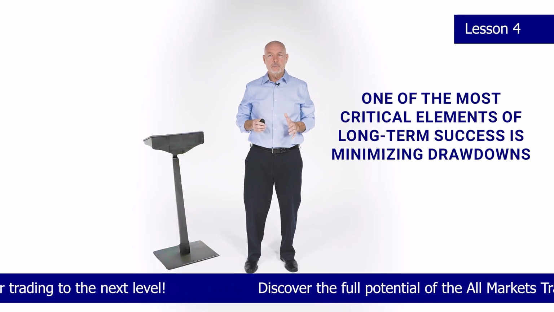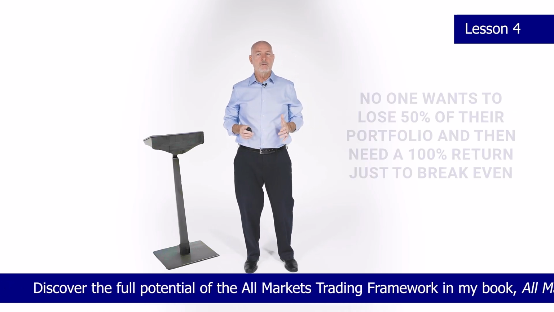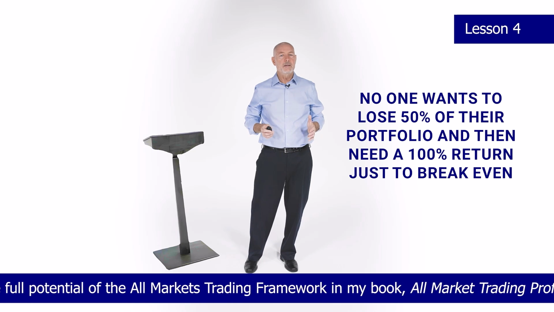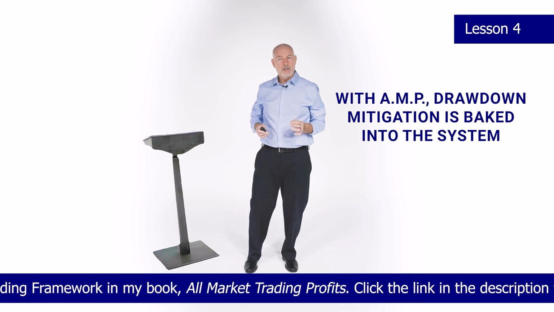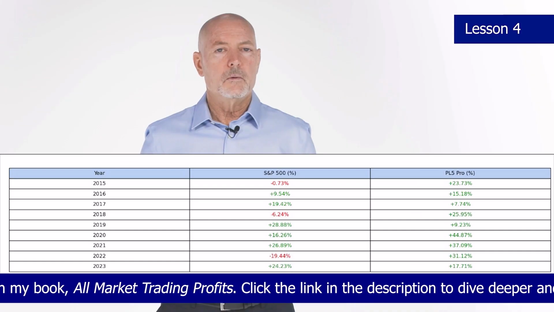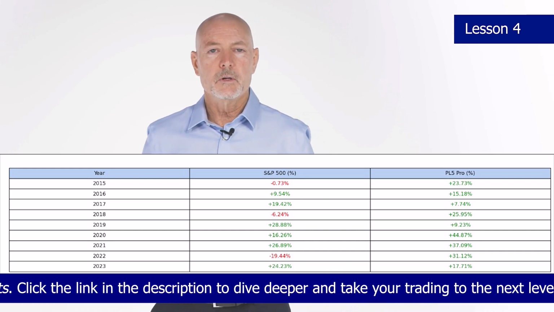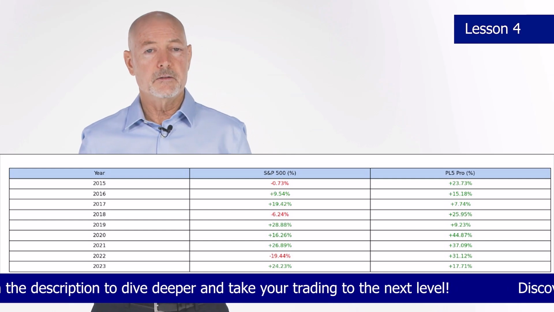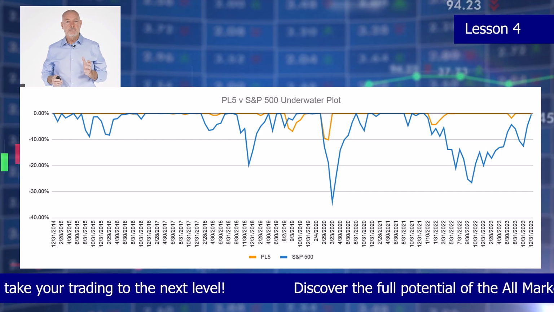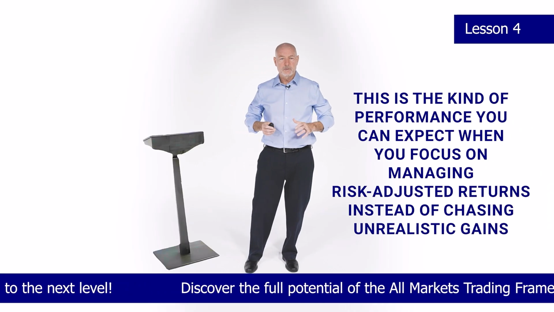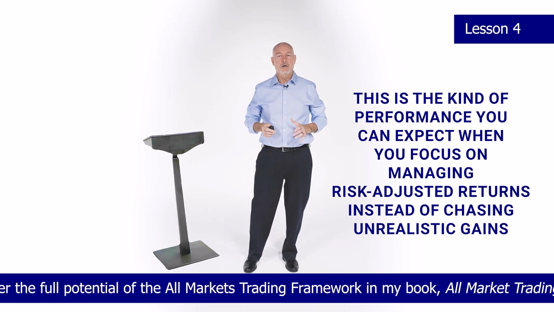One of the most critical elements of long-term success is minimizing drawdowns. Because let's face it, no one wants to lose 50% of their portfolio and then need a 100% return just to break even. With the AMP, drawdown mitigation is baked into the system. Since 2015, while the S&P 500 experienced 3 years of negative returns, my AMP strategy has had 0 losing years. The drawdowns have been shallow and the recovery times have been fast. This is the kind of performance you can expect when you focus on managing risk-adjusted returns instead of chasing unrealistic gains.